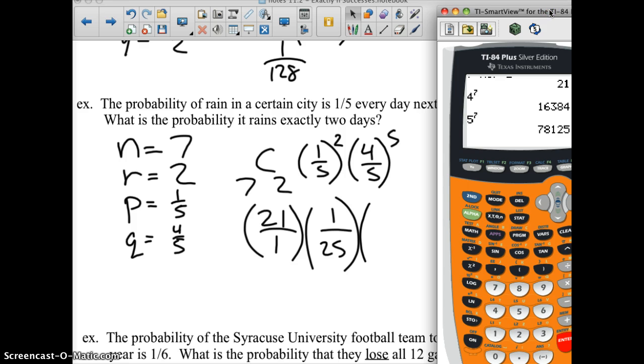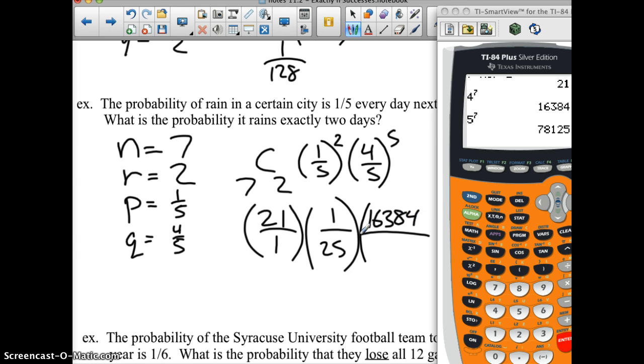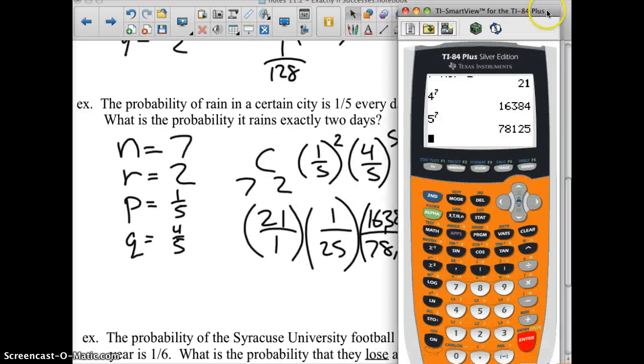So it's going to be 16,384 divided by 78,125, okay? In the interest of time, I'm going to kind of let you finish that. Multiply straight across, okay? All right, on to the next example.